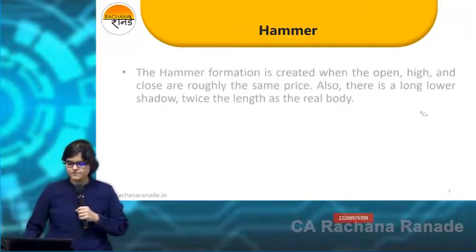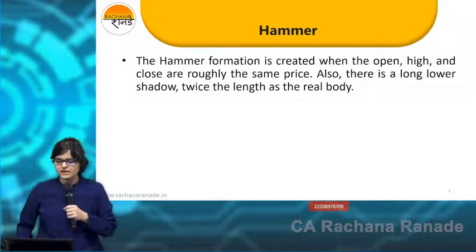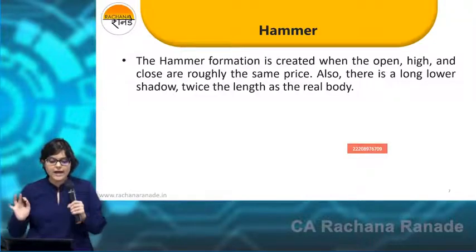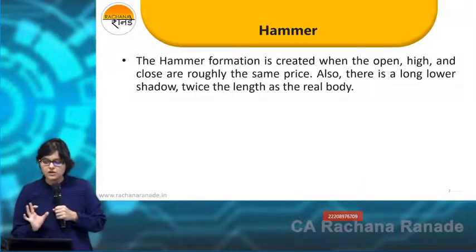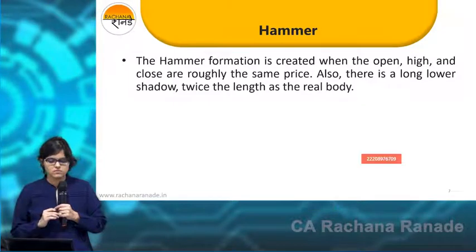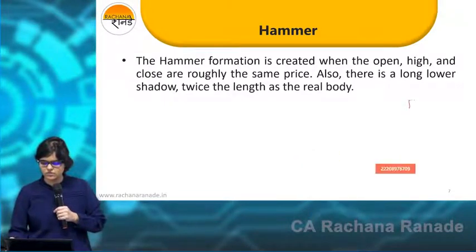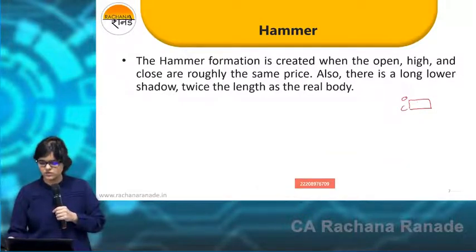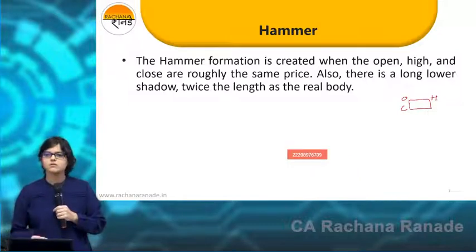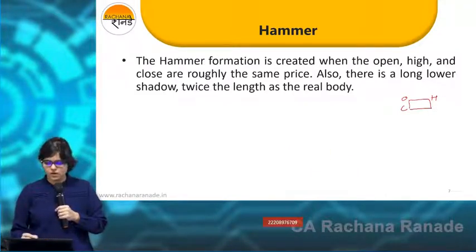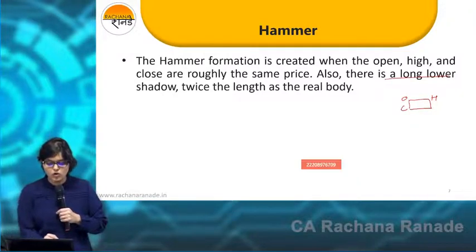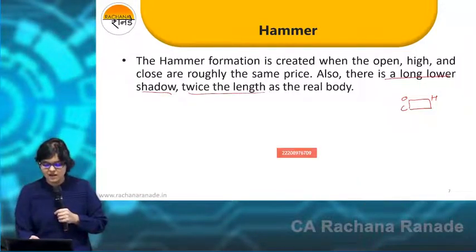So let us check out what is a hammer pattern, how it is formed and whatnot. So the hammer formation is created when open, high and close are roughly the same price. Let us say something like this. This is my open. This is my close. And this is only my high. There is a long lower shadow twice the length of the real body.